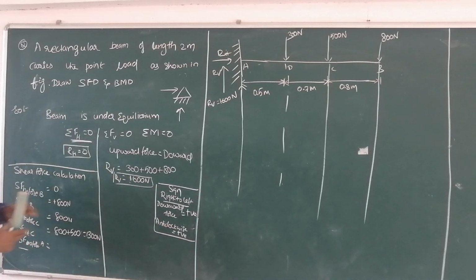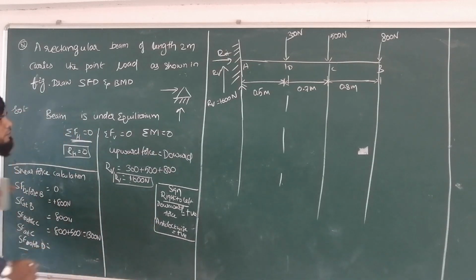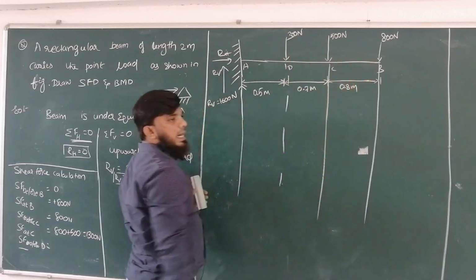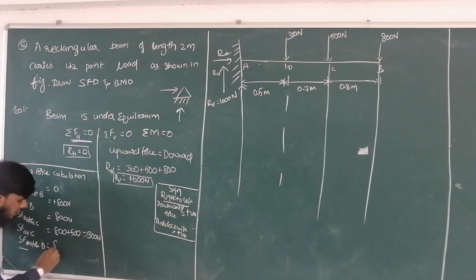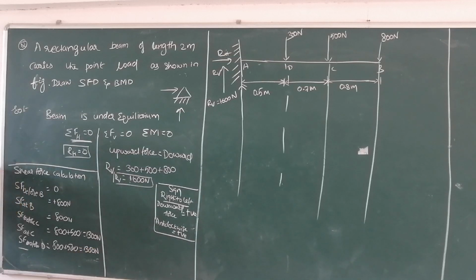Before A means before D. Before point D means all the forces which are towards the right side of point D. We have again 800 plus 500. The total is again 1300 Newton.